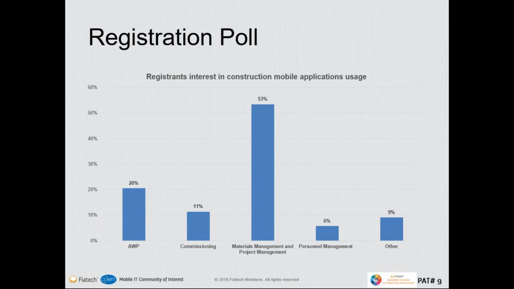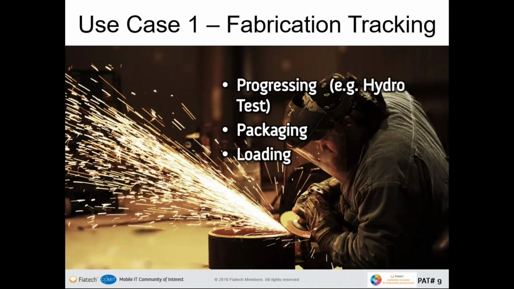Before that, we'll actually just give you a quick overview of one of the poll questions that we had at the beginning when everybody registered for this webinar. We asked the question about what you want to see for use cases, and the majority, 53%, actually want to see materials management type applications. The next one really is work packaging and then commissioning. So we'll cover some of those in the next few slides. And again, if we're not covering what you want to see, please feel free to reach out in the question or the Q&A session as well.